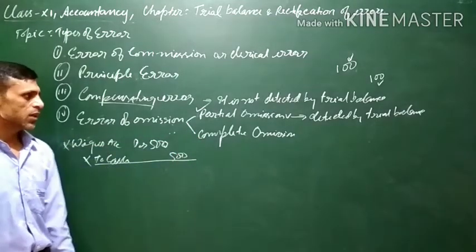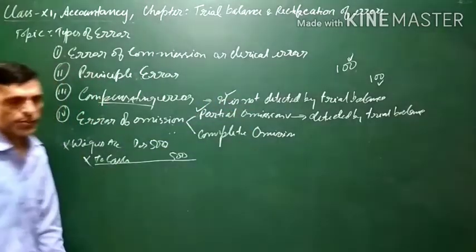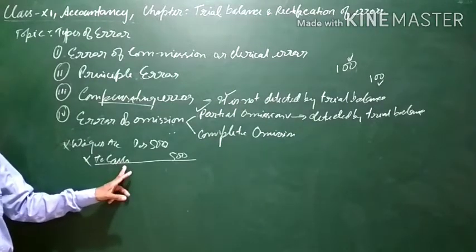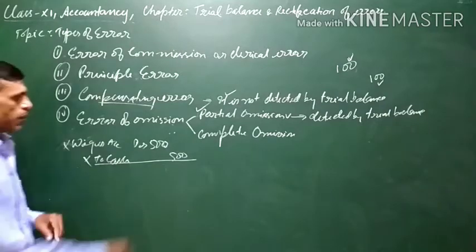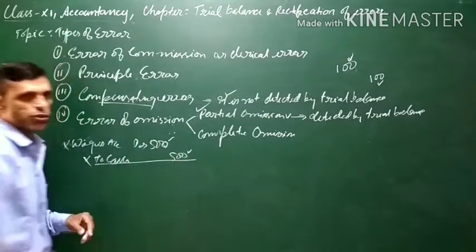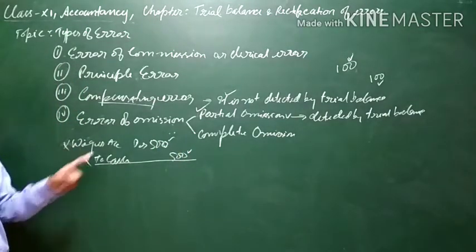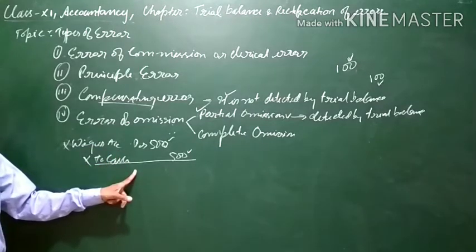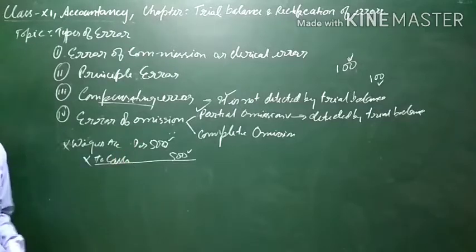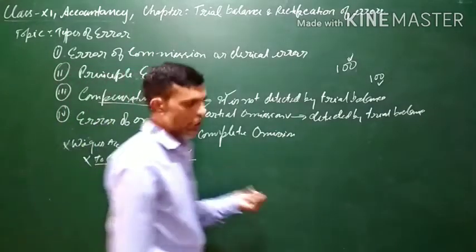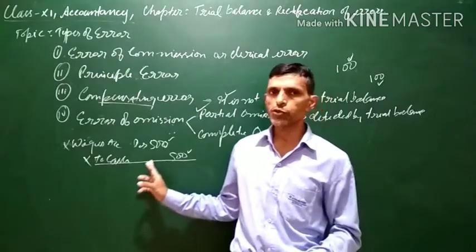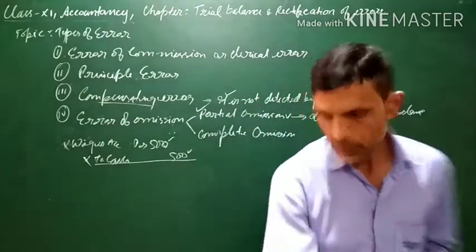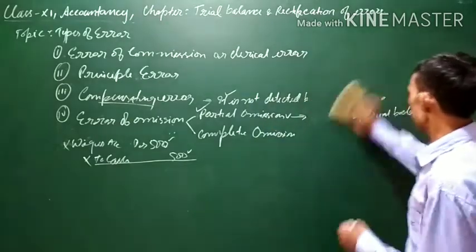And this type of error is not detected by the trial balance because an equivalent amount of debit and credit has been omitted, and hence the trial balance will agree, but it will be 500 rupees short. The trial balance will agree, but there will be a short debit and short credit of 500. So when both aspects of the transaction are not recorded in the books of account, it is known as complete omission also.